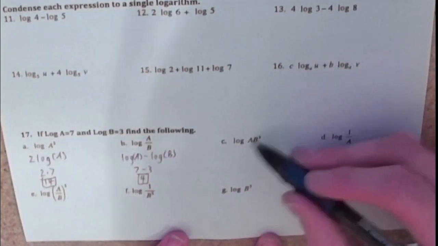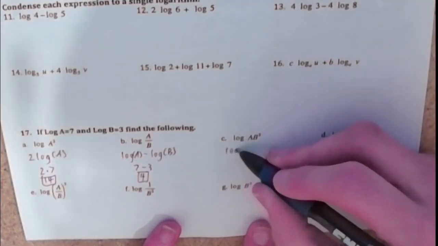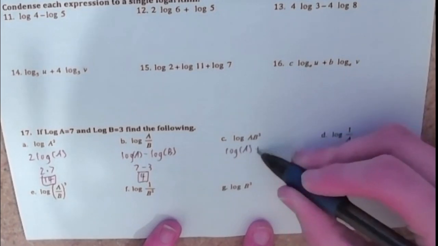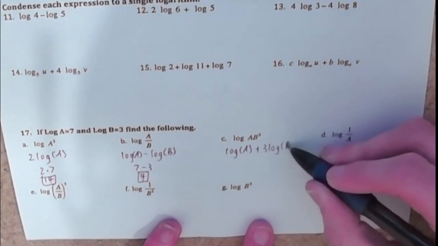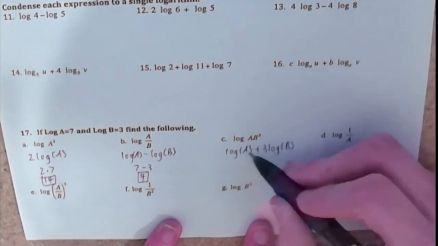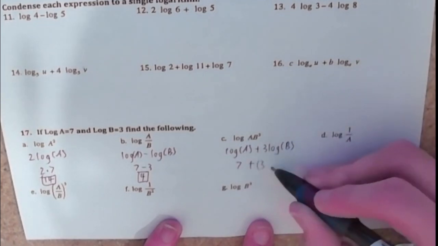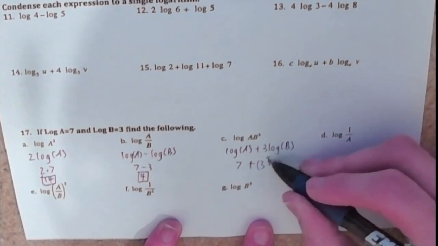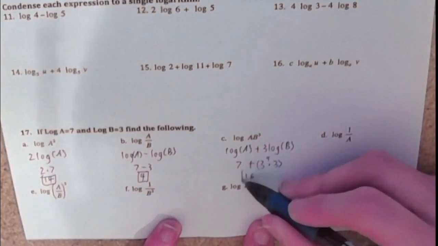Next, we really need to expand this one, I suppose. So we have log of a plus 3 log b. So then we have 7 plus 3 times 3, which is 9. Then we get a 16.